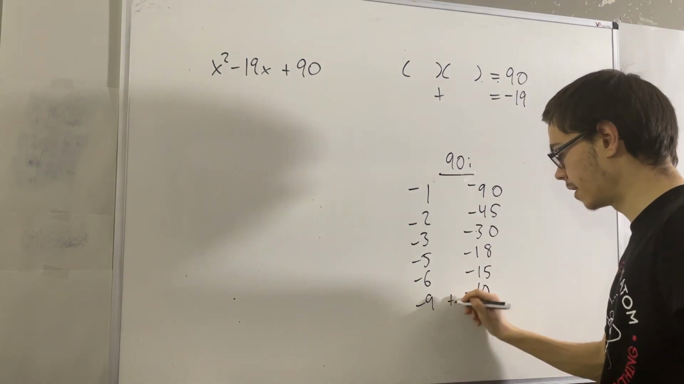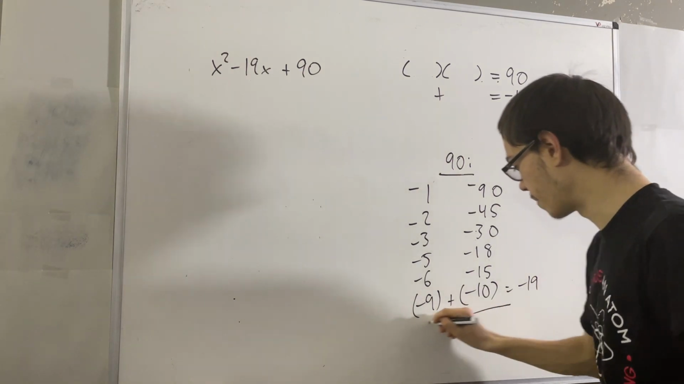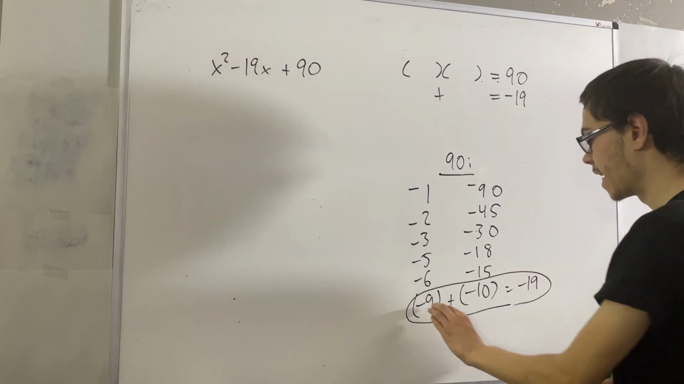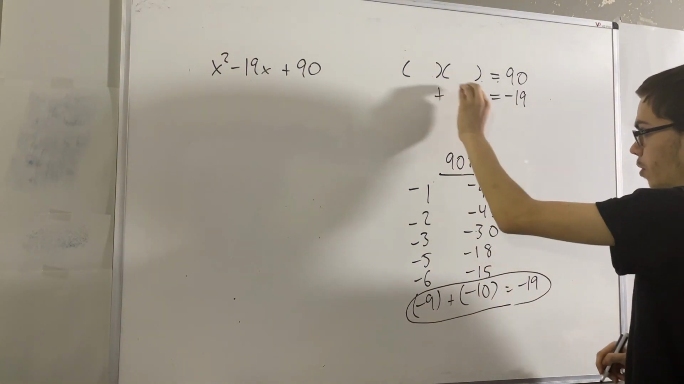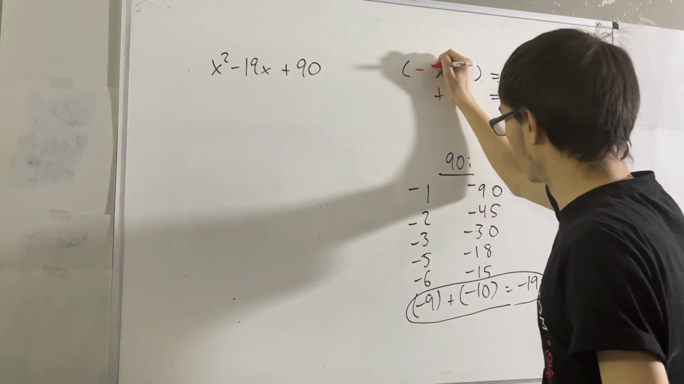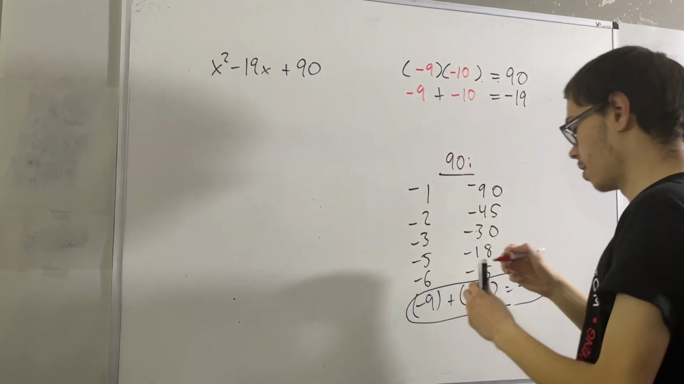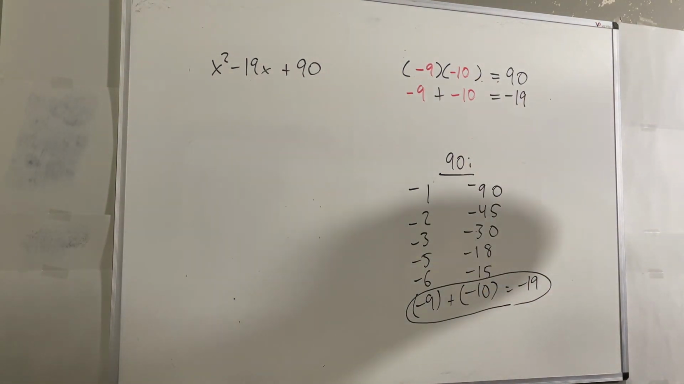And when you add these two together, you do in fact get negative 19. So this was the pair we were looking for, right? Negative 9 and negative 10 satisfy both of these at the same time. Negative 9 and negative 10. Those are the two magic numbers.